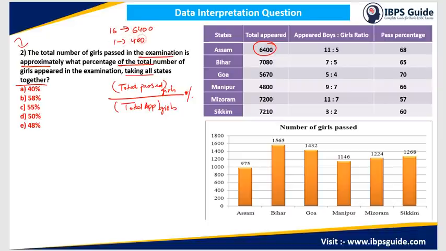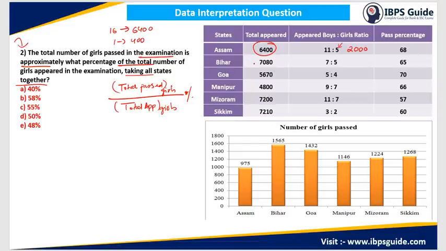You don't have to write this in exam. You can do this in your mind also. Okay. So 16 part is 6400. So one part will be 400. Now my girls part is what? 500. So one part is 400. So 5 part will be what? 2000. So I can say that from Assam total girls who have appeared is 2000. Okay. Likewise I will go to this Bihar.